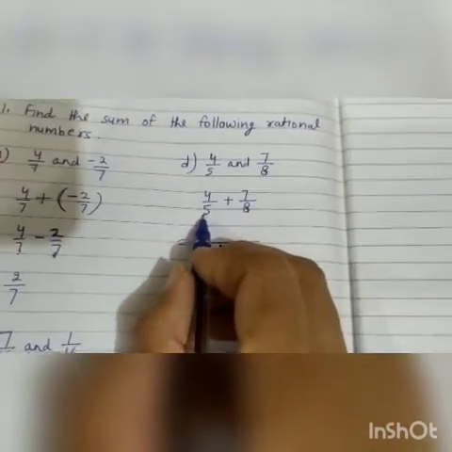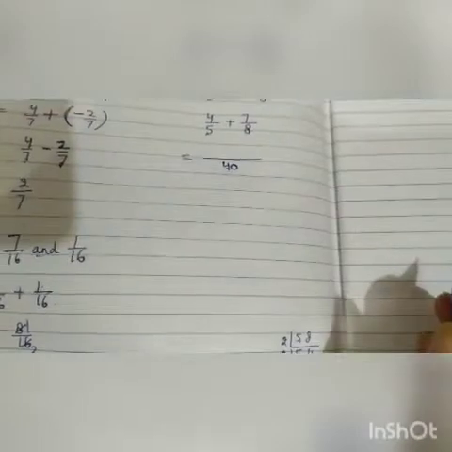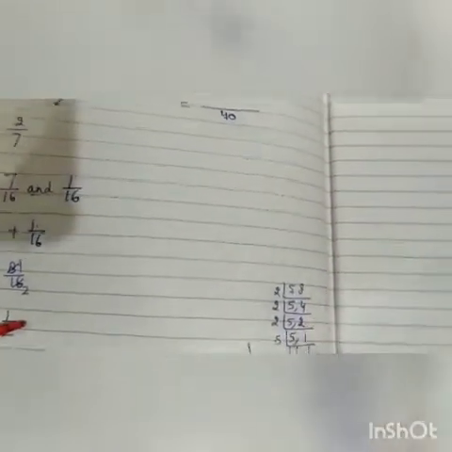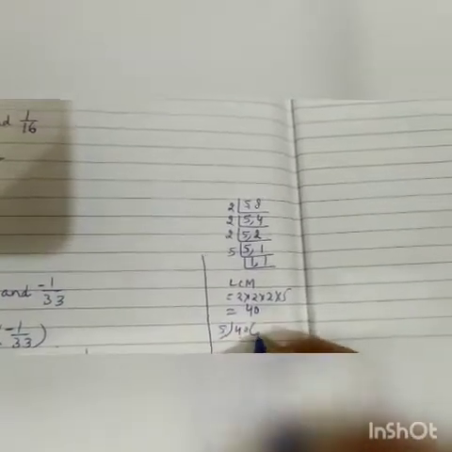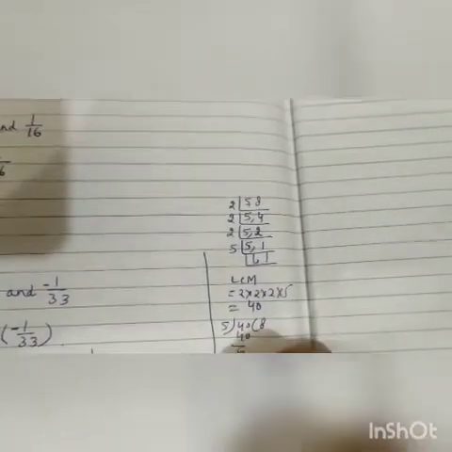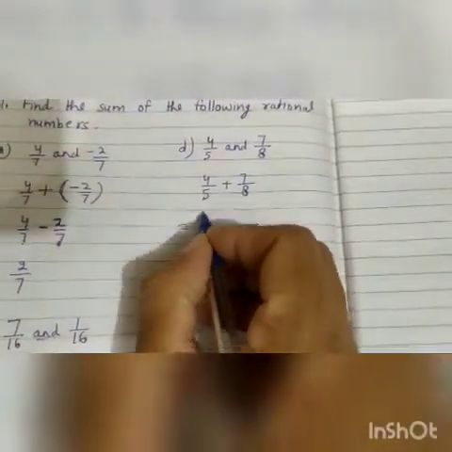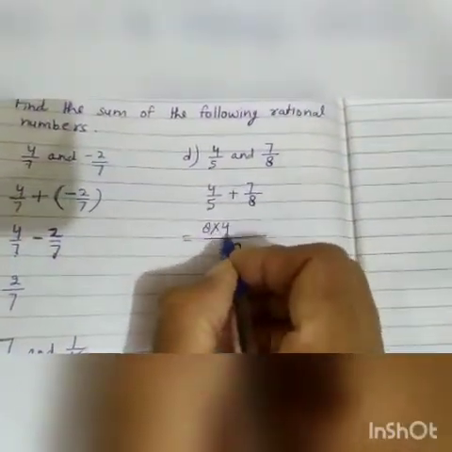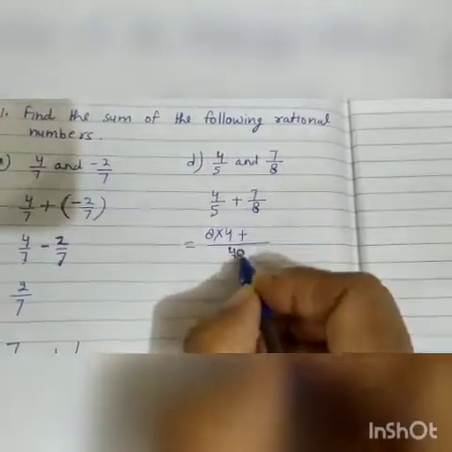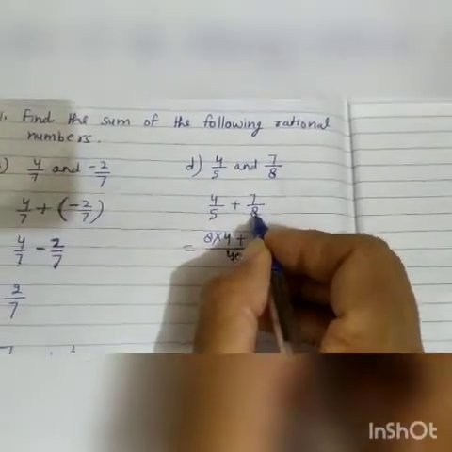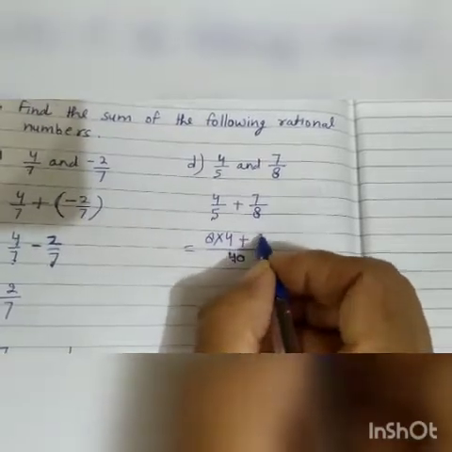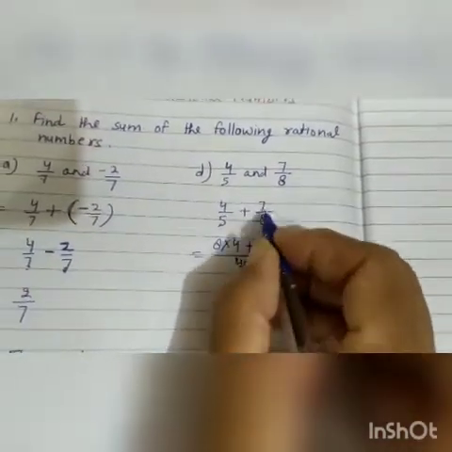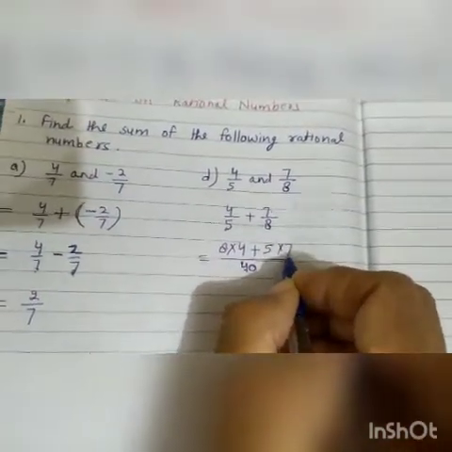5 1s are 5, 5 2s are 10, 5 3s are 15, 5 4s are 20, 5 5s are 25, 5 6s are 30, 5 7s are 35, 5 8s are 40. It is 8. Now this 8 multiply this numerator 4. In the same way 40 divided by 8. 8 1s are 8, 8 2s are 16, 8 3s are 24, 8 4s are 32, 8 5s are 40. 5, then multiply this numerator.